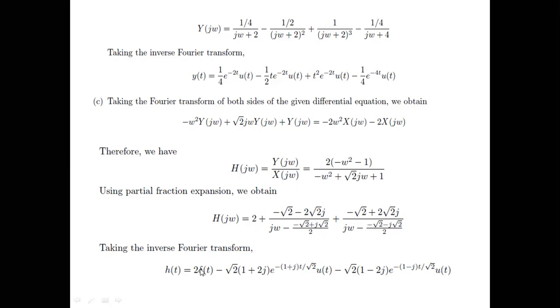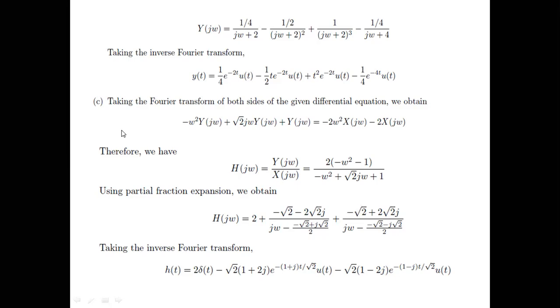For the constant, delta of t, inverse Fourier transformation, my dear students, not the Fourier transformation. Inverse Fourier transformation of 1 is delta of t. So 2 into delta of t minus root 2, 1 plus 2j omega. Take the root 2 common here, 1 plus 2j, and it is in the form of 1 by minus common, you can take a minus j omega. So e power minus 1 plus j omega under root mu of t minus, and here also it is in the form of 1 by 1 minus a j omega.